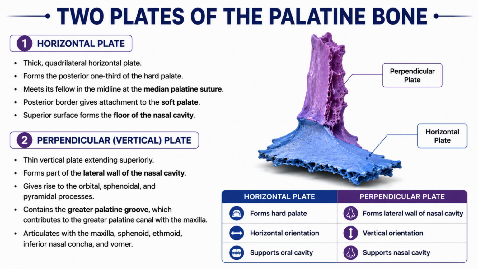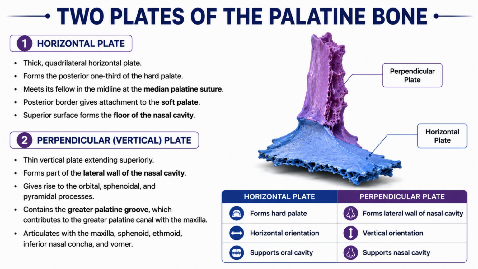We are going to see about the two plates, vertical and the horizontal plate. First, the horizontal plate. It is thick and quadrilateral in shape. See the diagram? It forms the posterior part of the hard palate. It meets the other bone in the median palatine suture. It also gives attachment to the soft palate and its superior surface forms the floor of the nasal cavity and the inferior surface forms the roof of the oral cavity. It has two surfaces and four borders.